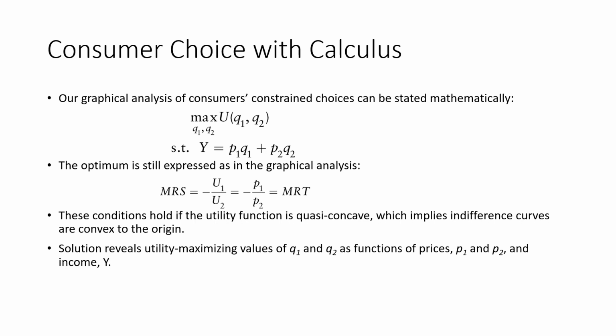Furthermore, we can see the consumer's choice with respect to calculus. Firstly, we have defined it mathematically and we have expressed that utility is maximized where MRS is equal to MRT. These conditions hold if the utility function is quasi-concave, which implies indifference curves are convex to the origin. The solution reveals utility-maximizing values of Q1 and Q2 as a function of prices P1 and P2 and the income Y.